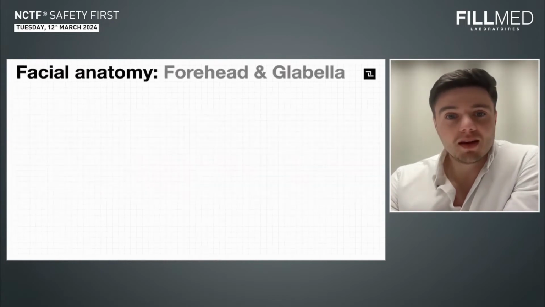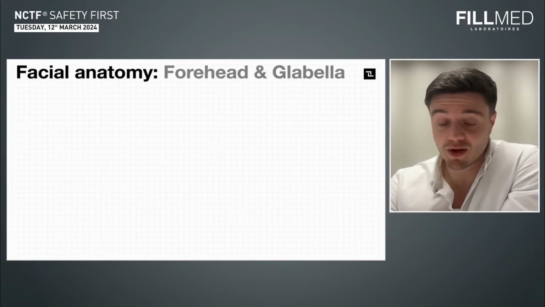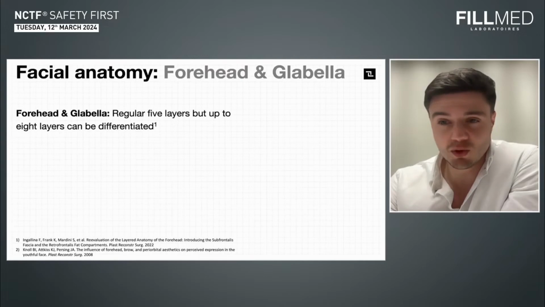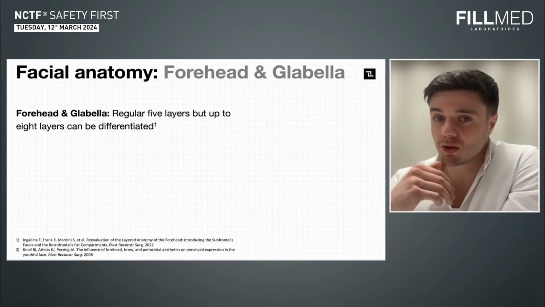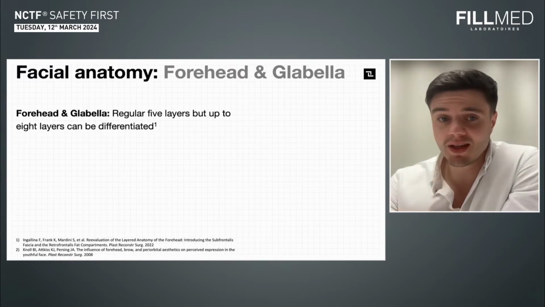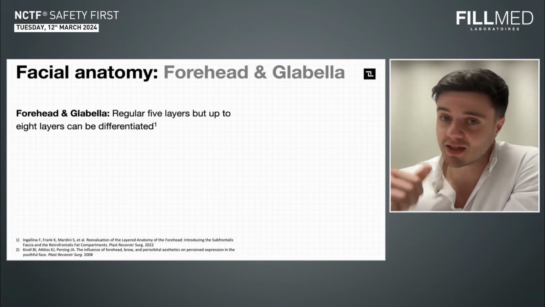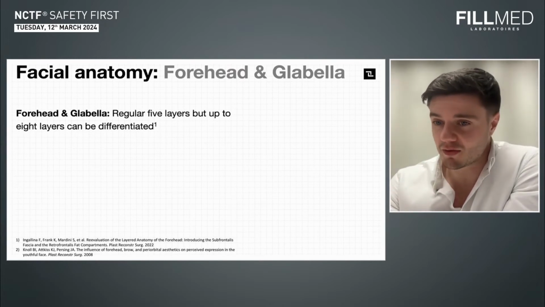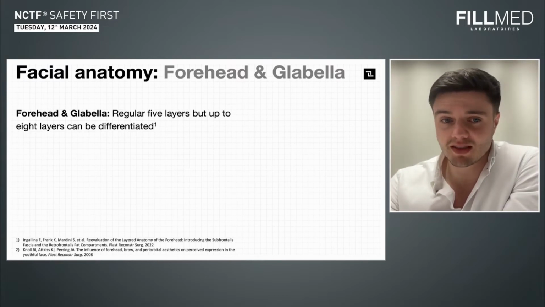So, another facial region that is very commonly requested is the forehead and the glabella region. And this region is super important when it comes to the aesthetic perception and also to the expression of emotion. And the good news is we have regular 5 layers in the forehead and the glabella, which is skin, subcutaneous fat, the frontalis muscle, the deep fat compartments, and the periosteum.